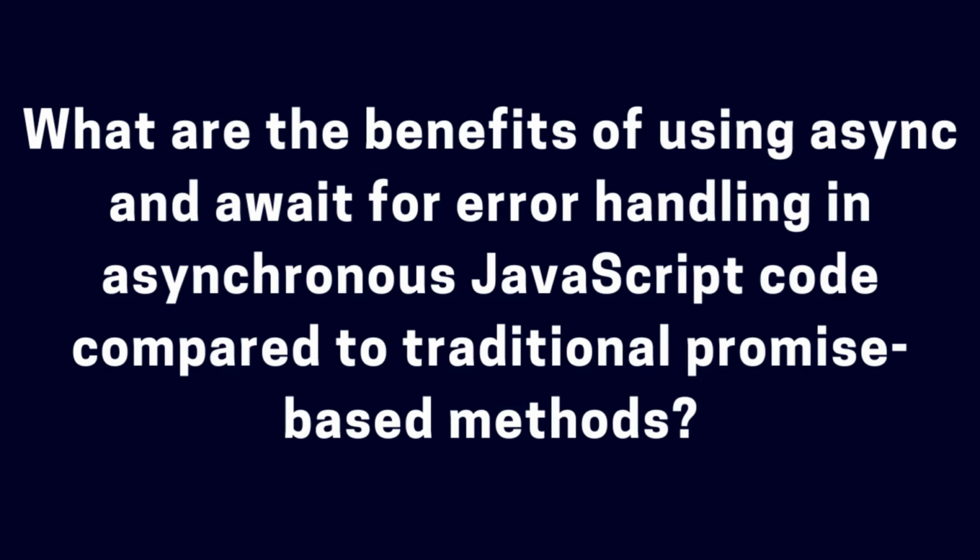Using async and await for error handling in JavaScript provides a more straightforward and readable approach compared to traditional promise-based methods. With async and await, you can handle errors using try and catch blocks, which are familiar with synchronous code, making it easier to understand and manage. This approach avoids the need for chaining catch methods, resulting in cleaner code that is easier to debug and maintain, especially in complex asynchronous workflows.